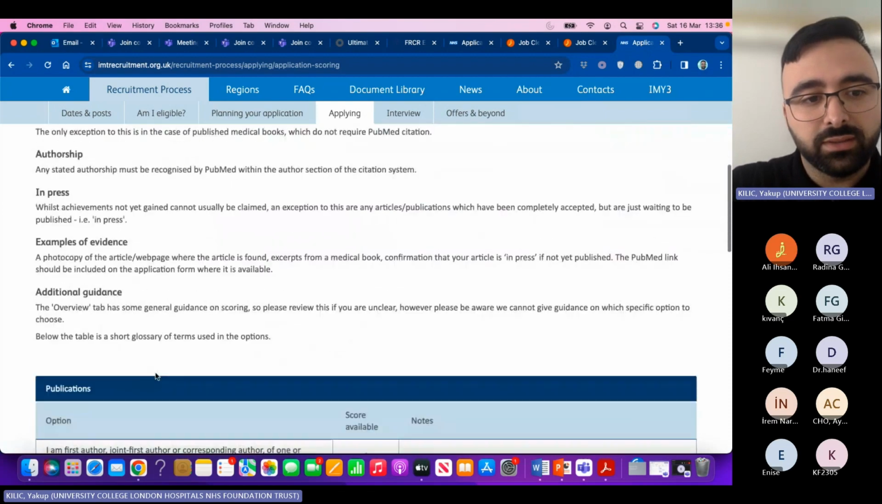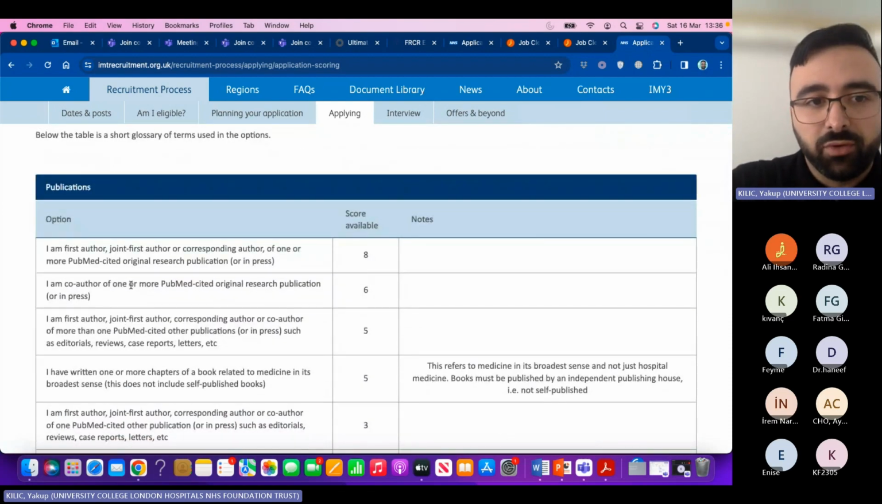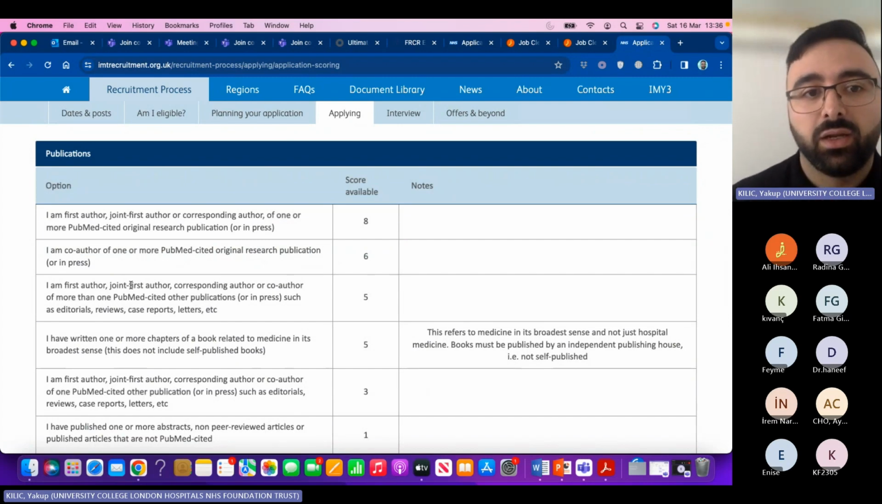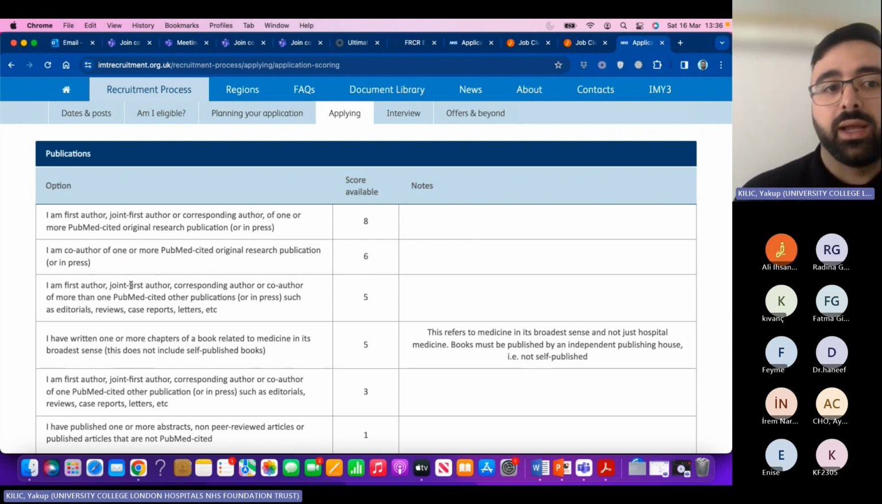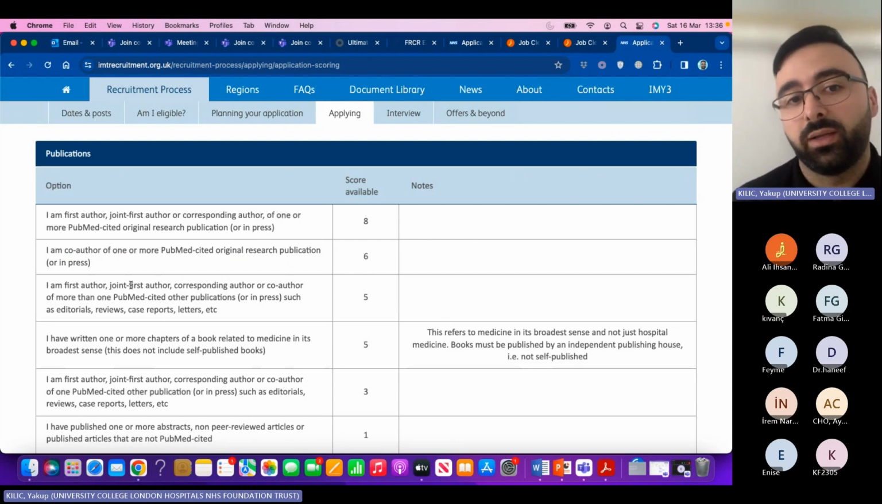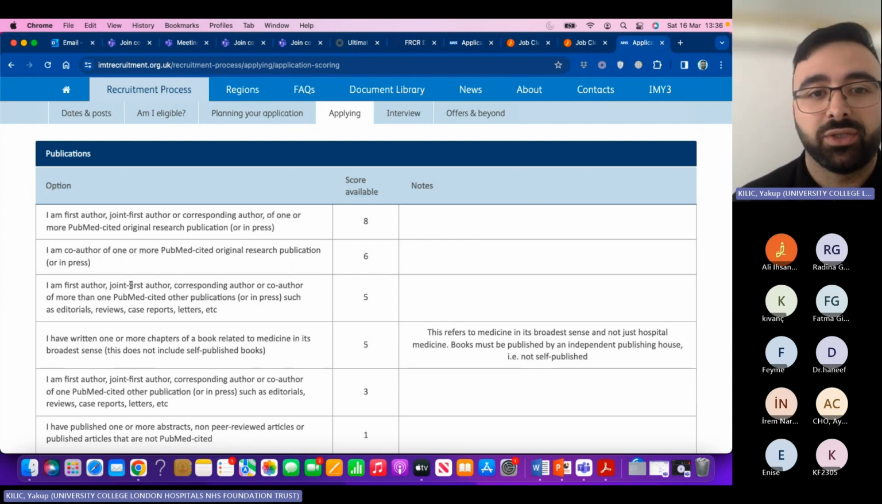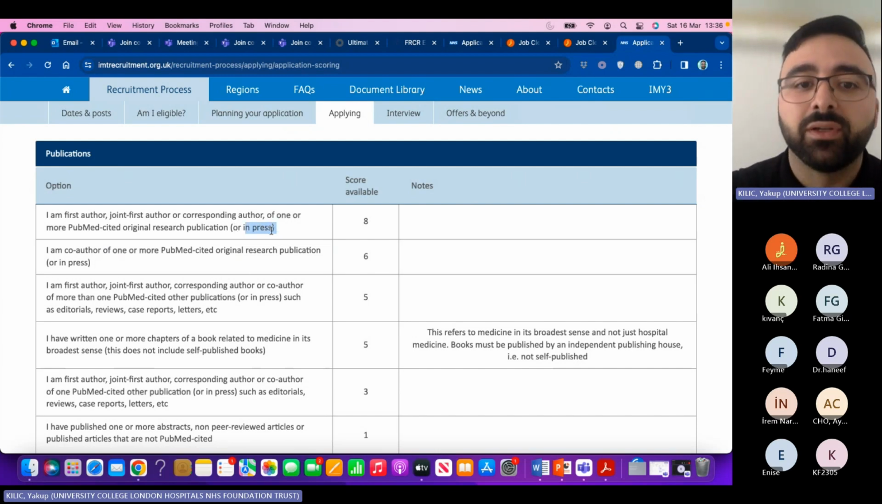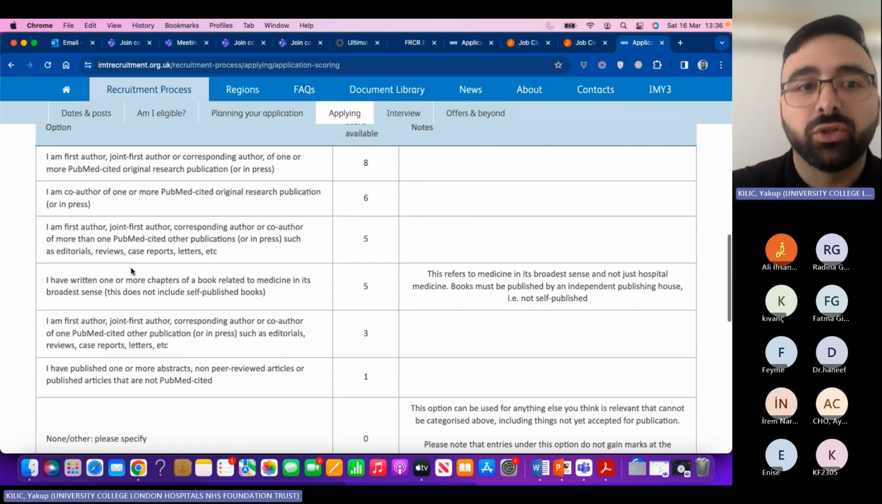Moving on, publications. So if you're a first author, or joint first author, or corresponding author in a PubMed cited original publication, that's 8 points. If you're a co-author or more in a PubMed cited original research publication, it's 6 points. It doesn't have to be published, it can be in press as well, which they've included. So it doesn't have to be fully published. As long as you've got your acceptance letter, that's the main thing.